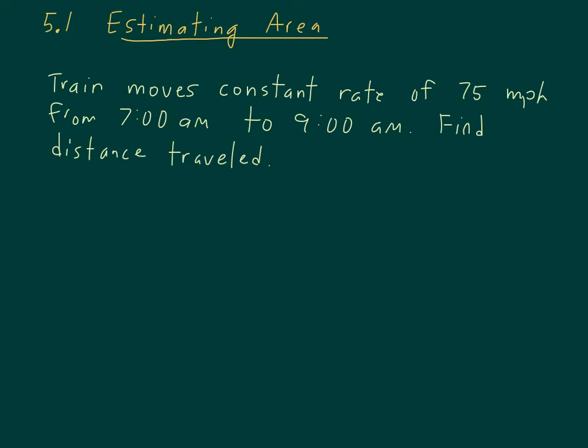Suppose we have this train moving at a constant rate of 75 miles per hour, and we're told that this is happening from 7 a.m. to 9 a.m. We want to find the distance traveled during that 2-hour window. Well, you may recall that we have a distance formula. Distance is equal to the rate times the time. So the total distance that we're trying to find here is the rate of 75 miles per hour times the time. Well, the time period is 2 hours.